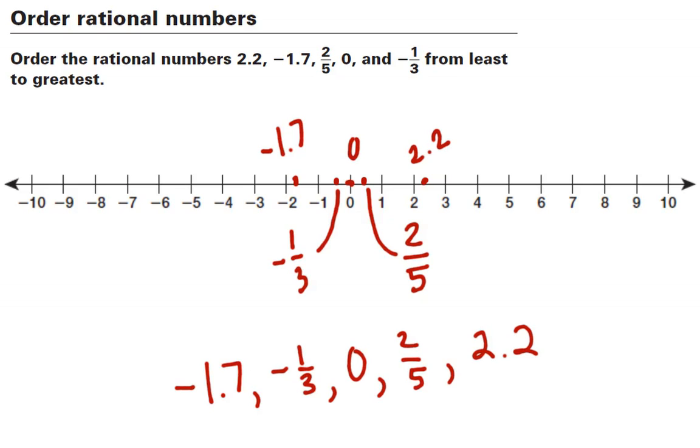If you struggle with putting a number on a number line, and you're not sure where, say, a fraction should go, or maybe they give you a square root and you're not sure where it belongs, check your calculator and find out what the decimal approximation is, and then place it on the number line.